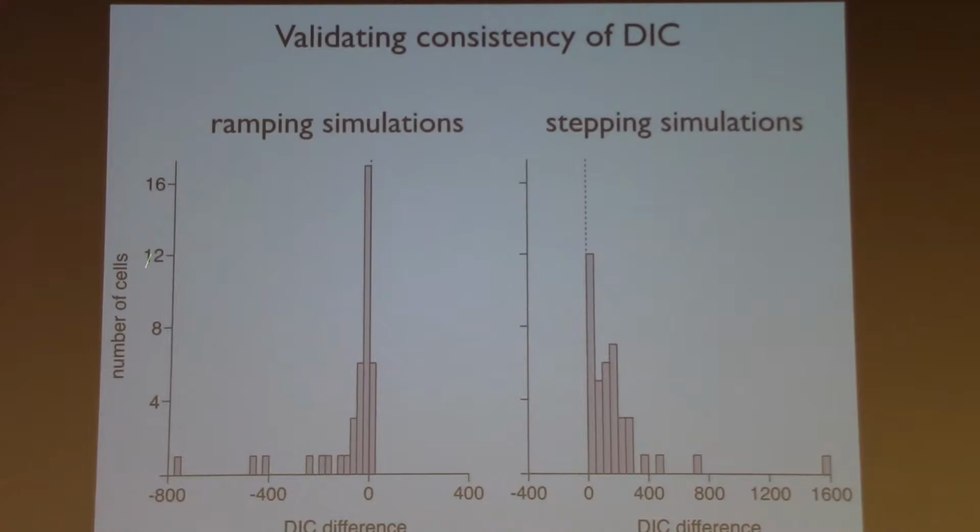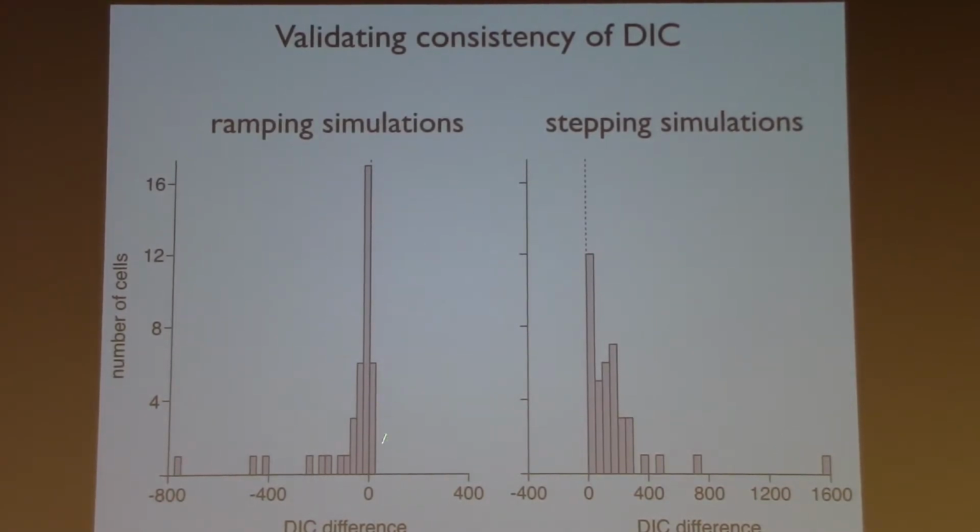So here are simulations of a ramping model, and we compute DIC. All of these values are negative except for a few mistakes right here in this first. There are a couple of cells that came up slightly on the step side. When we simulated data from the stepping model, we found that all of the cells were correctly selected as stepping. All right.